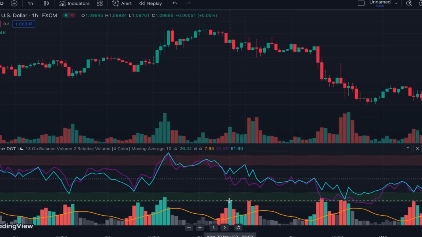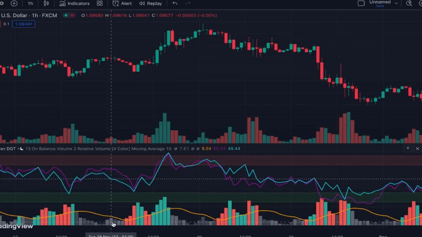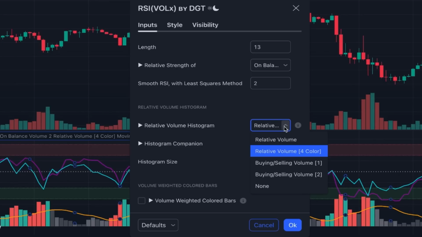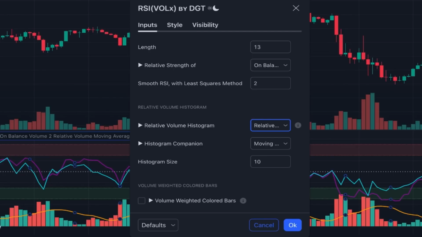The higher the bar is above the average, the stronger is the interest. And when the bar is below the average, it shows low interest, and the bars become gray when they are below the average line. Here in the settings of the indicator, you have also different options for how the volume bars are shown on the chart. By default, it's set on relative volume 4 color. If we set it on relative volume, the bars will not be gray when they are below the average.